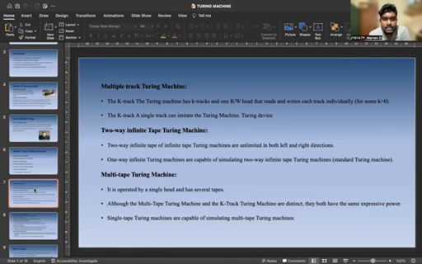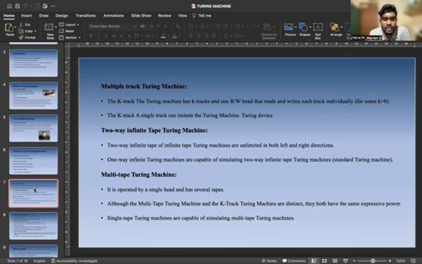First one is the multiple track Turing machine, which means the Turing machine has K tracks. K track means K is greater than 0, and there is also one read/write head that reads and writes each track individually. The K track, as a single track, can imitate the Turing machine.